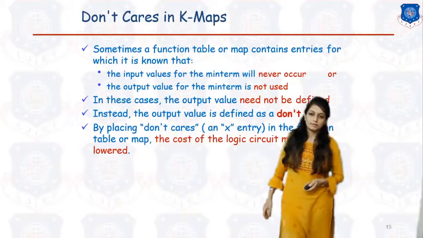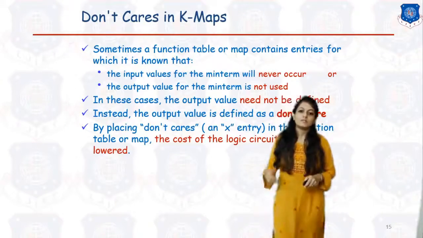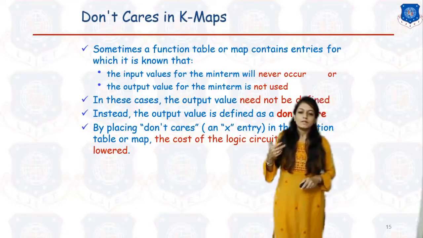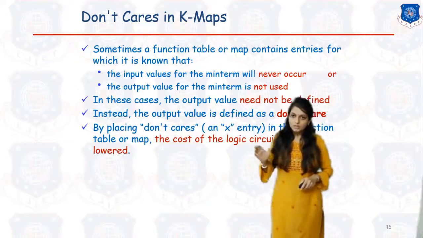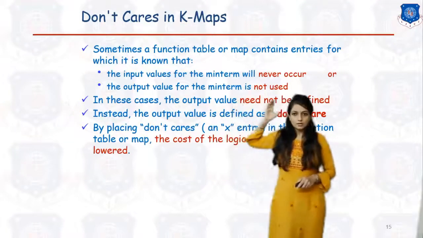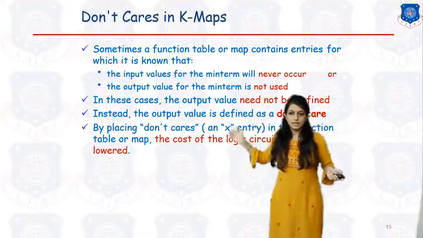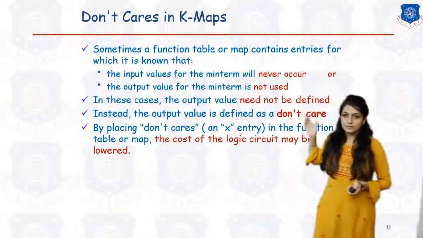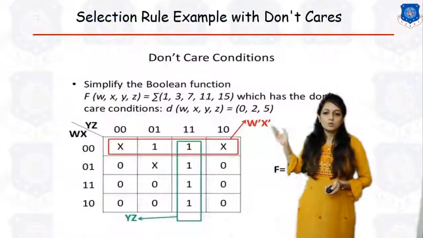So what is don't care? Don't care means we represent it with a cross, whether its value is 0 or 1. So what is the use of it? We are able to reduce the Boolean function. If the input value for the minterm will never occur, or the output value for the minterm is not used, it is called a don't care condition. In this case, the output value is not to be defined, so for that we can define it as a don't care.